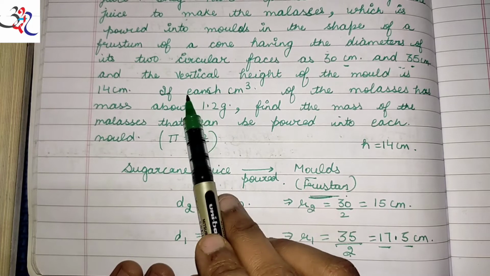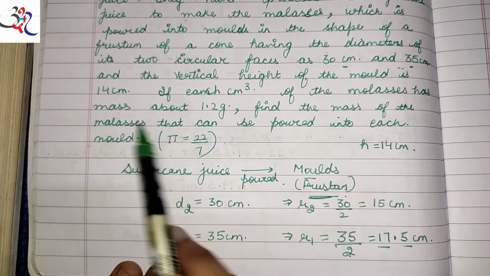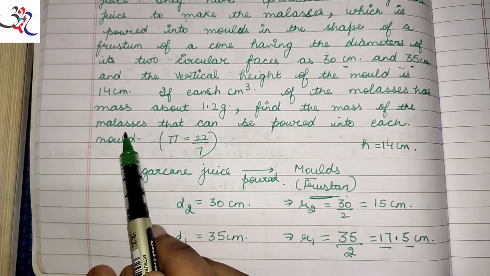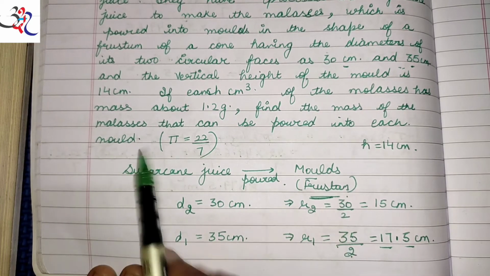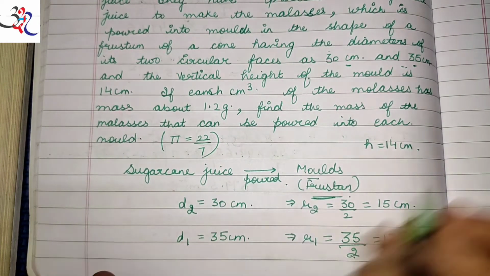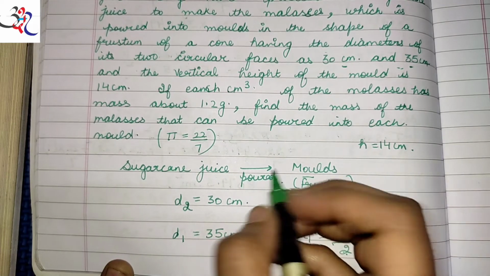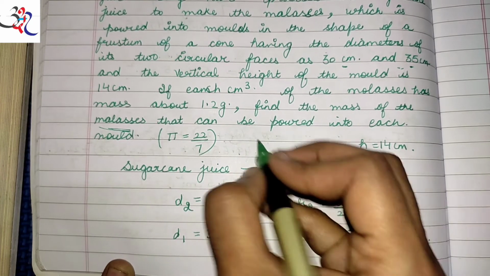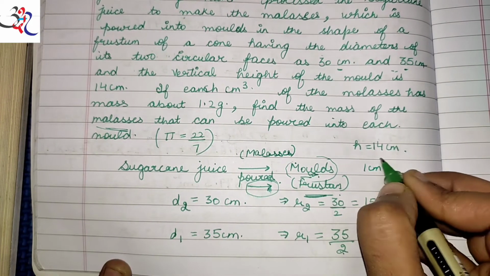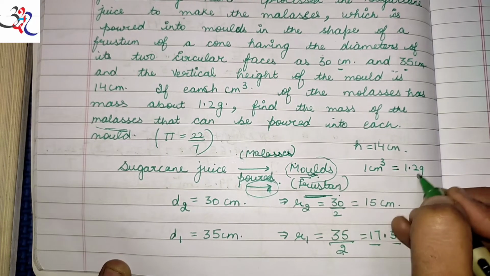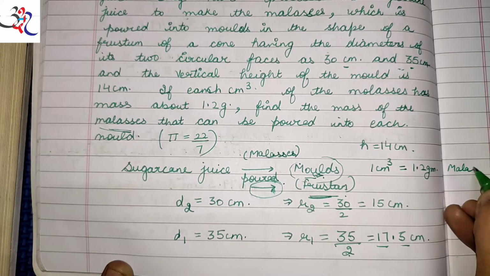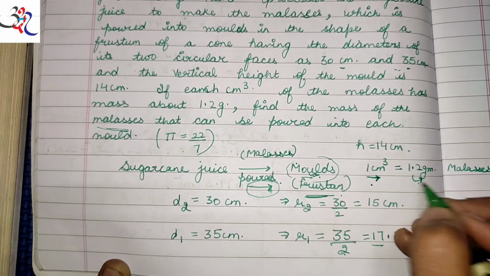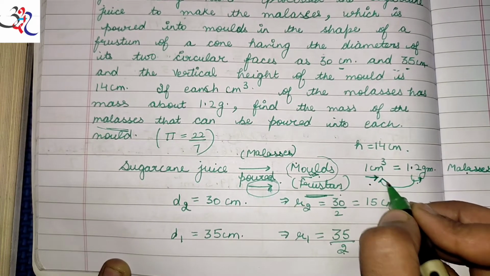Then if each centimeter cube of the molasses has mass about 1.2 gram, then find the mass of the molasses that can be poured into each mold. So we have to find the mass of the molasses, and what is given to us? That the molasses has been poured into the molds. So it is given to us that 1 centimeter cube volume is equal to 1.2 gram of molasses.